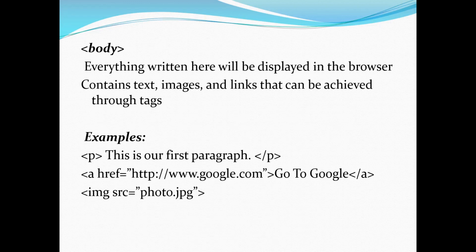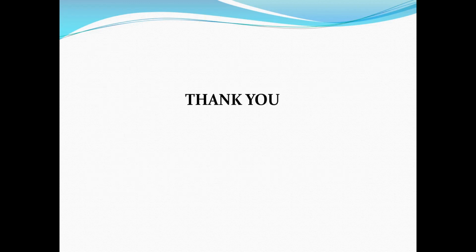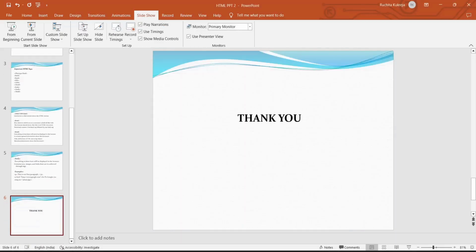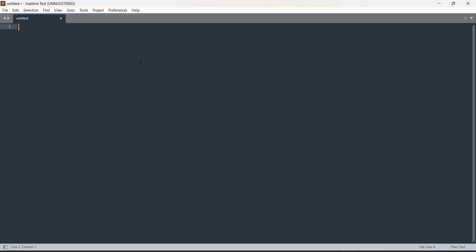So in the body tag, everything will be written in the browser. Everything you write in the body will get displayed in the browser. It contains text, images, links that can be achieved through tags. We have given one small example of how tags work, which I'm going to show you in detail. Now let me go back to my Sublime software.